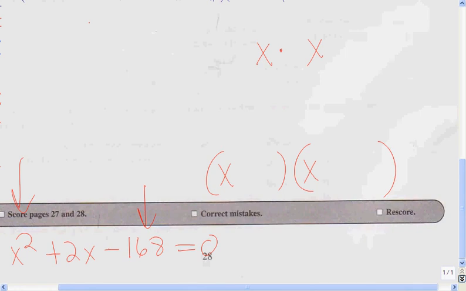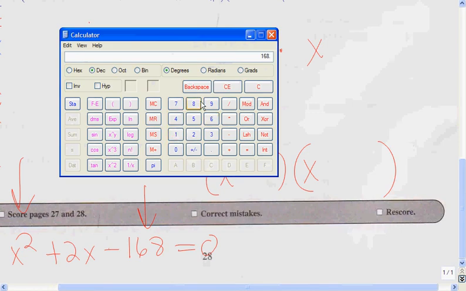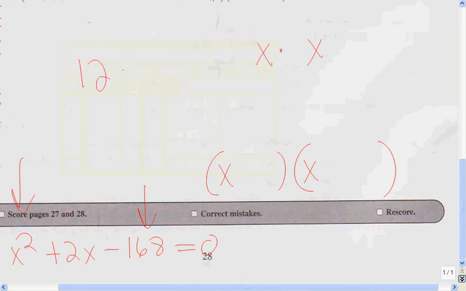168, let's see. Let's start with 10. No, 10 can't be a factor of 168. 10, 12 maybe? Let's try 12. 168 divided by 12 equals 14. Oh, perfect. Perfect guess. 12 times 14 equals 168, and 12 minus 14 equals negative 2.